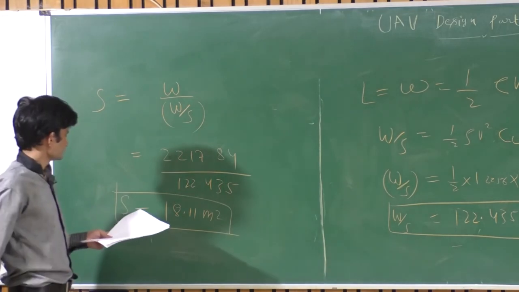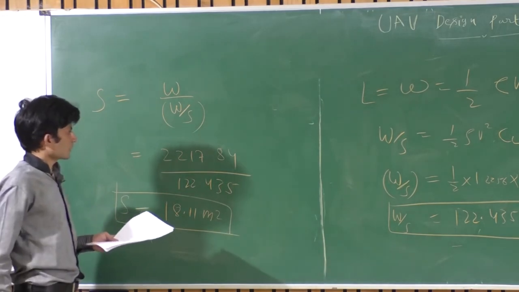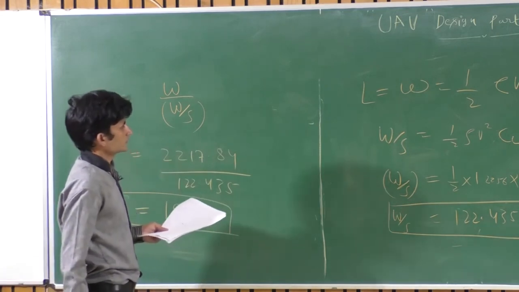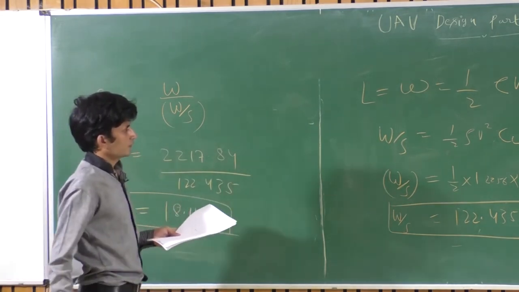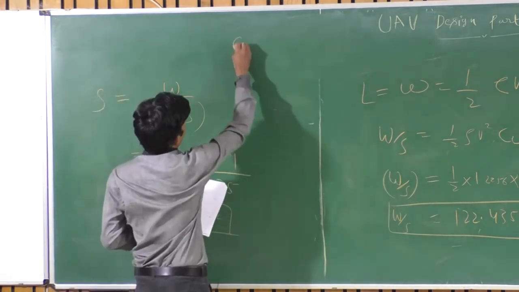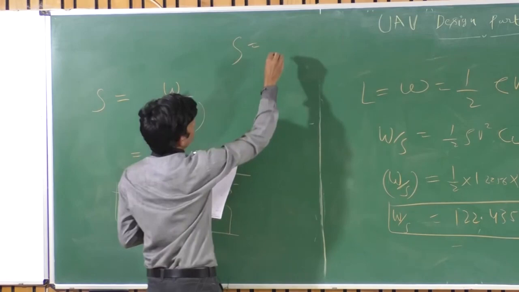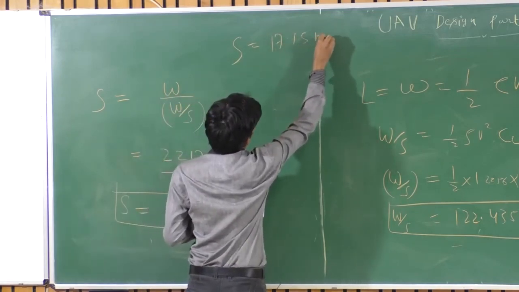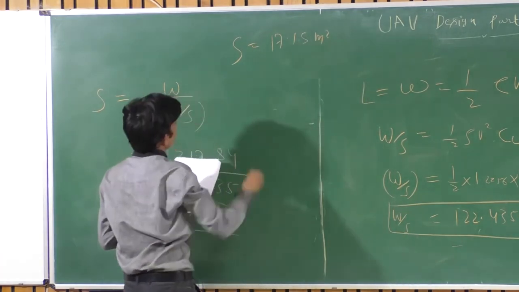If you take the stall wing loading, that means the wing loading which you calculated at the stall speed, you will get S as 17.15 meter square.